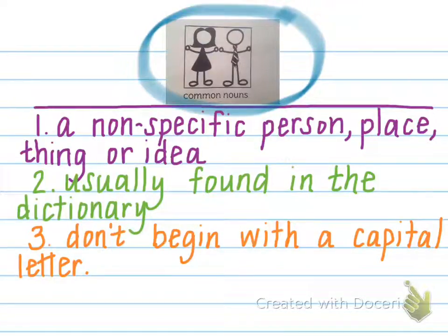Now let's take a look back at number 1. We wrote down that they are a non-specific person, place, thing, or idea. For example, there are many boys and girls. There are lots of restaurants. Most people own cars. And almost everyone has their own imagination. All of those things are non-specific. Everyone can have them.